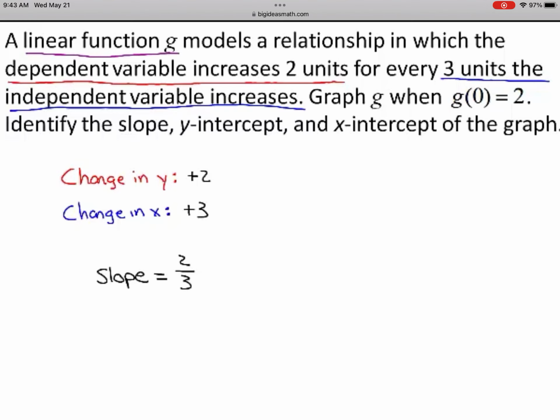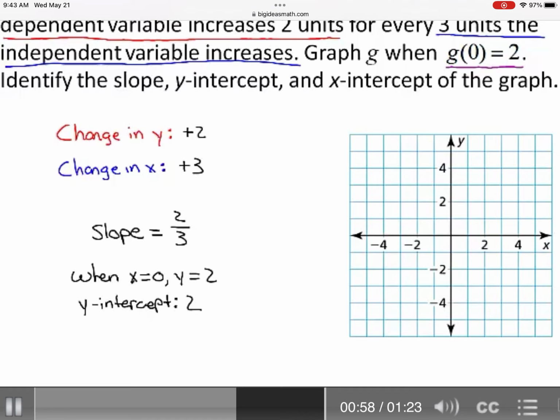Next you want to find the y-intercept. The statement g of 0 equals 2 indicates that when x equals 0, y equals 2. So the y-intercept is 2. Because the y-intercept is 2, plot the point 0, 2.